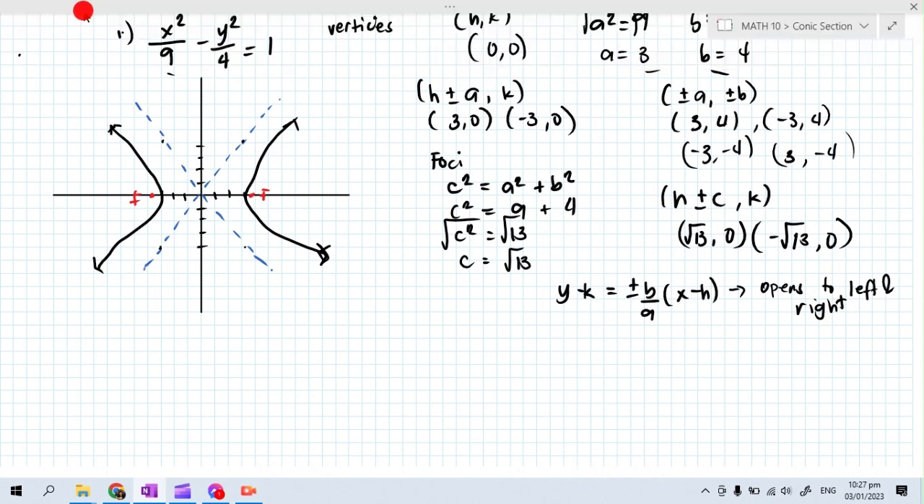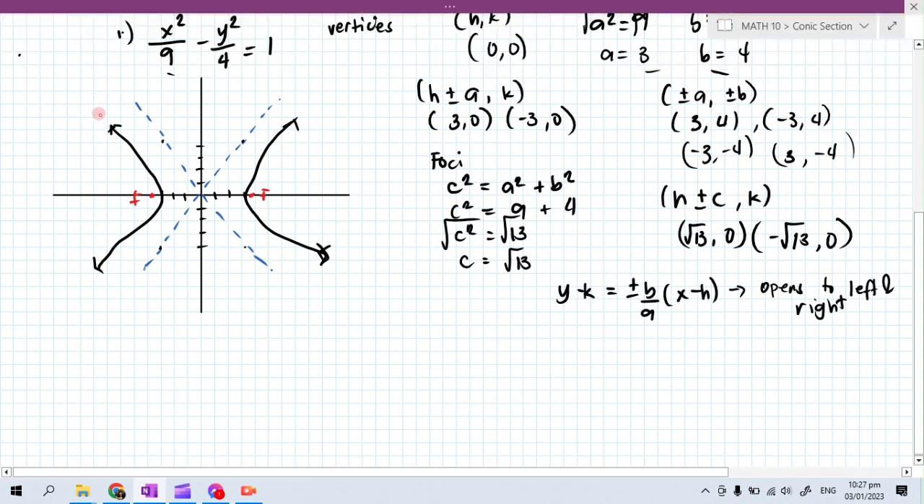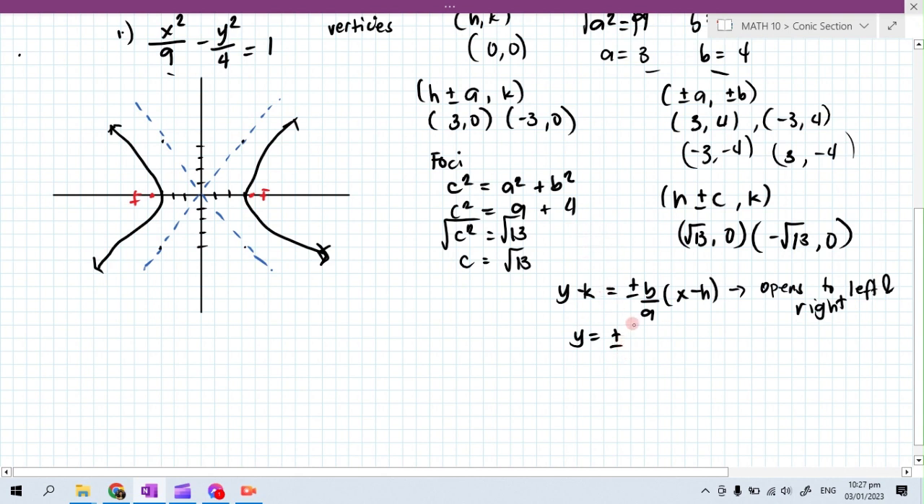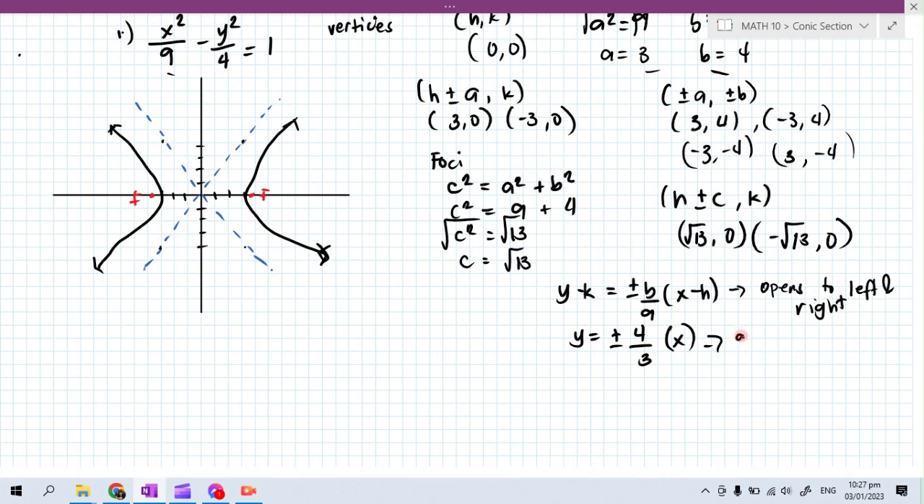All we need to do is to substitute the variables. Thus, since there is no k and h, the equation will be y equals plus minus, our b is 4 and our a is 3, times x. That's our equation for our asymptote.